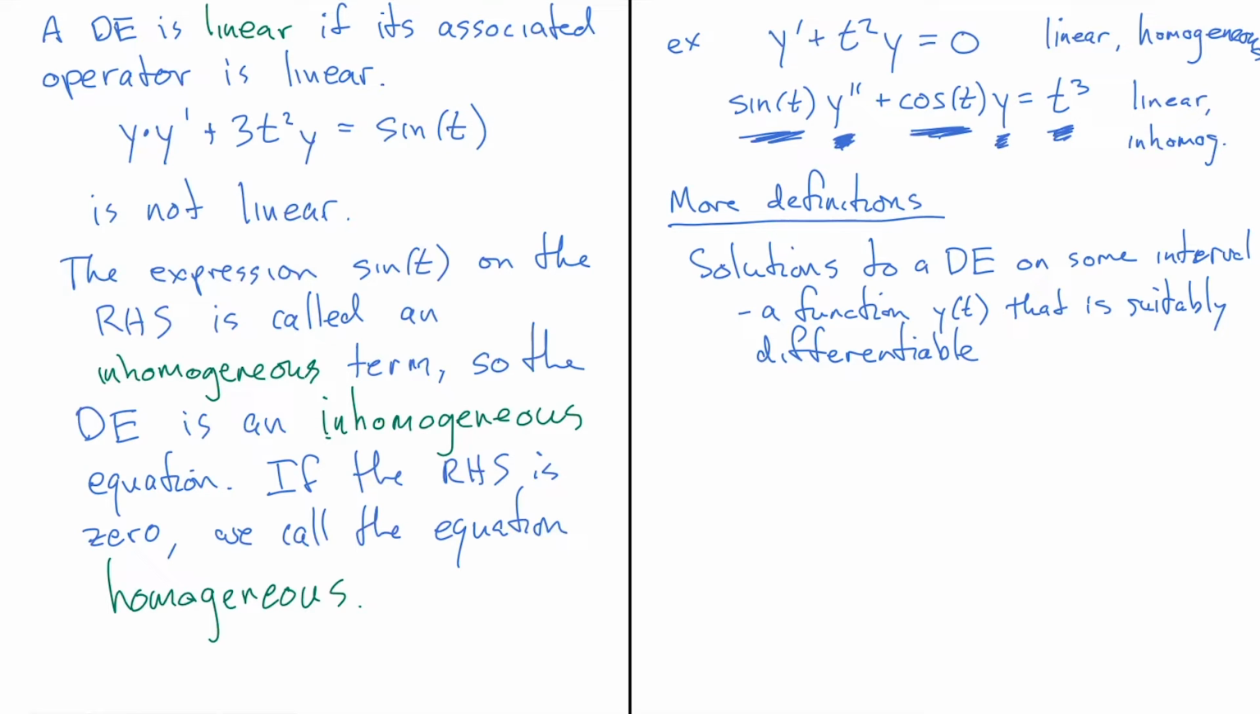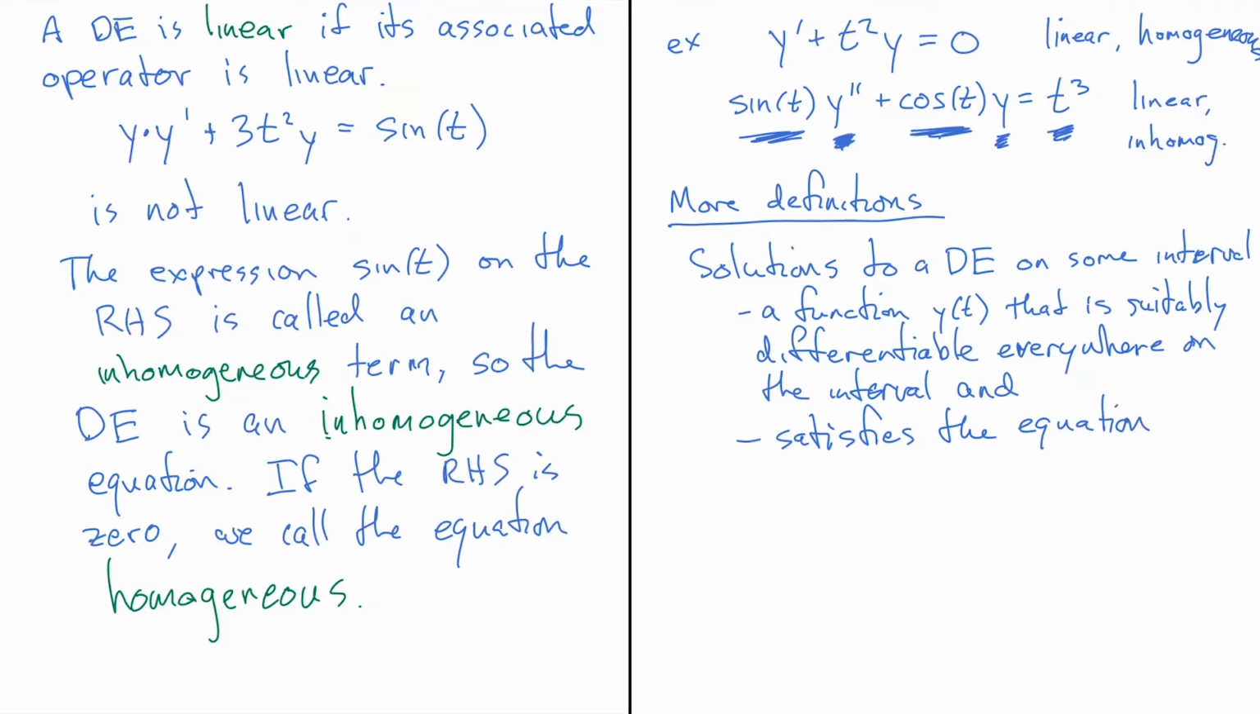So a function y of t that is suitably differentiable everywhere on the interval, and next part of it, satisfies the equation. In other words, if you plug it into the equation, the right hand side does in fact end up being equal to the left hand side.